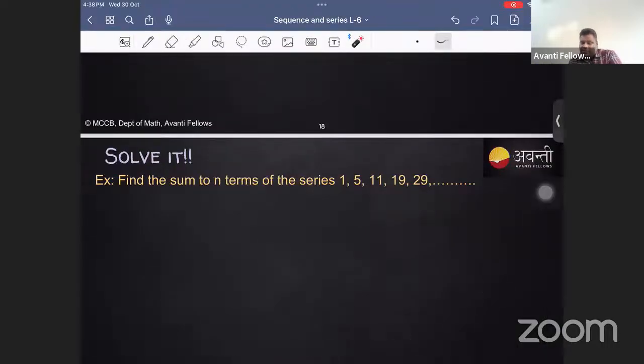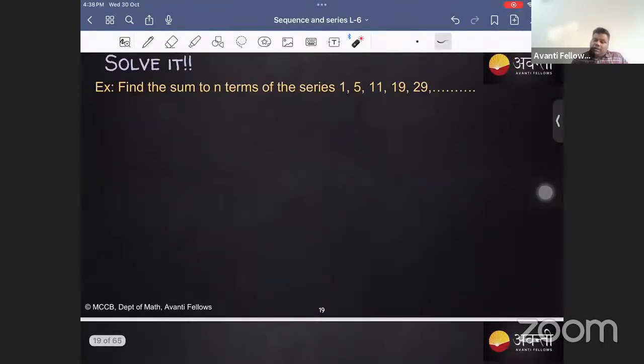See, there's another question. Now you try it on your own: 1, 5, 11, 19, 29. You note down this question and do it on your own. This is also the same type. 1, 5, 11, 19. Now the gaps are of what? 4, 6, 8, 10. Again in AP. The differences are again in AP. Will you be able to do it on your own?